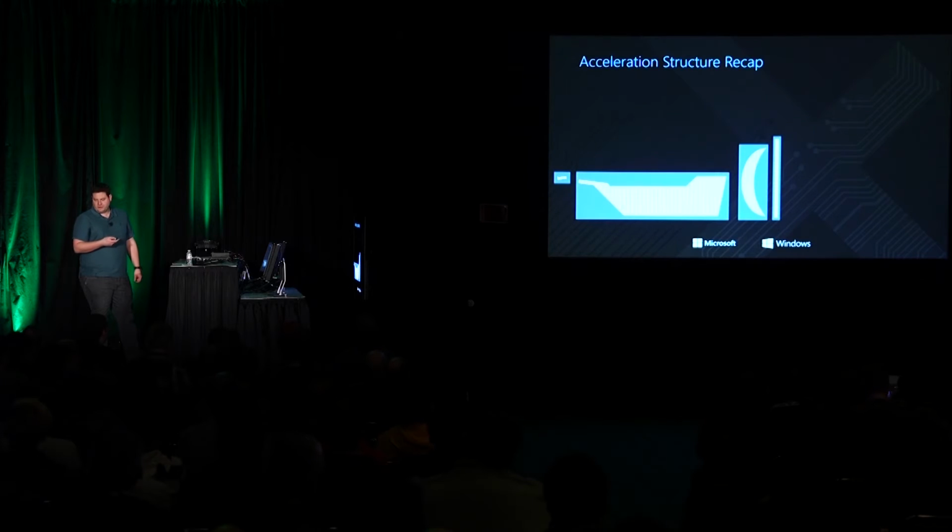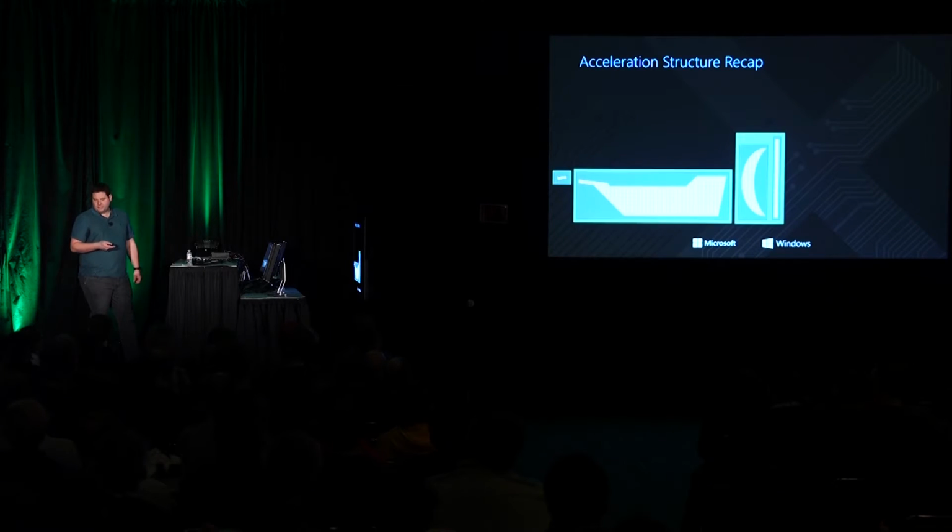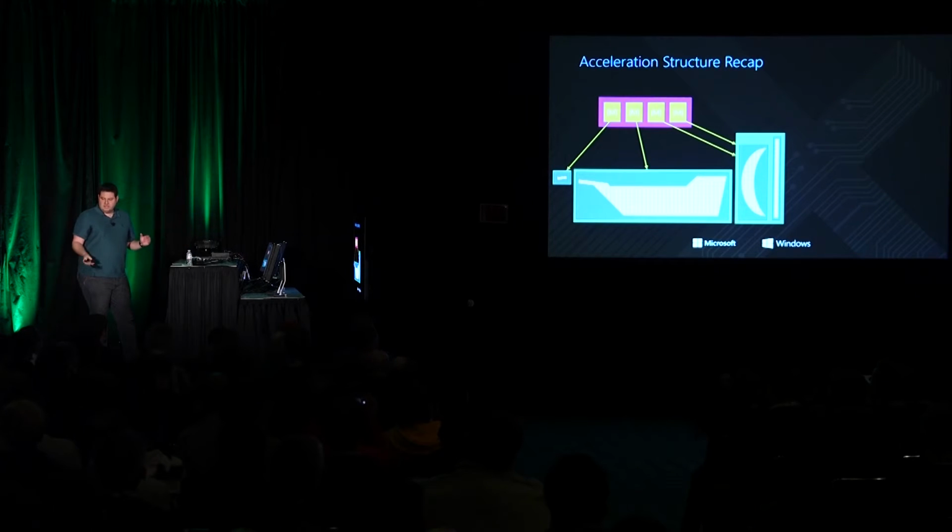So a quick recap of acceleration structures. They comprise a fundamental unit of geometries. Geometries are grouped together to form bottom level structures. Once you've built those bottom level structures, you can throw away the original geometry. And then instances of those bottom level structures are grouped together into a top level structure.